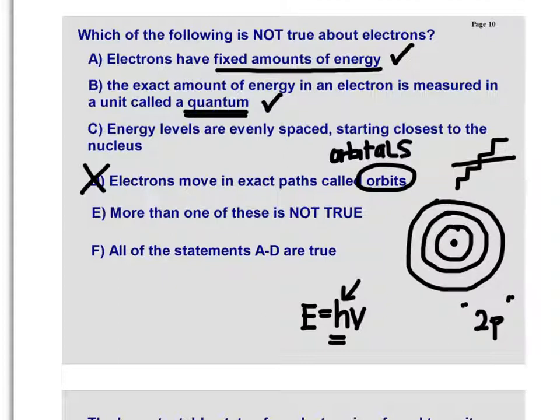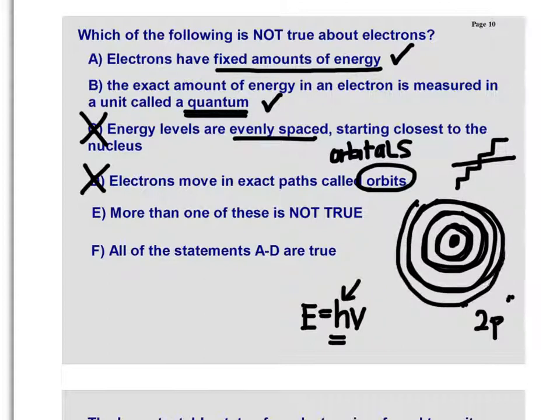And C is also wrong. They're not evenly spaced. As we go away from the nucleus, the spacing actually changes. I can't remember if it's farther apart or closer together. I hate to say that. But it's not even. You can check the notes and let me know tomorrow.